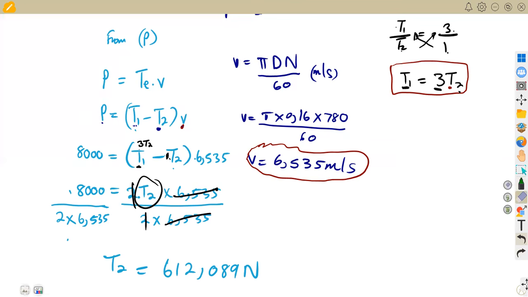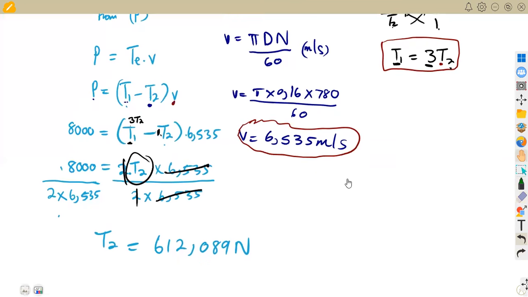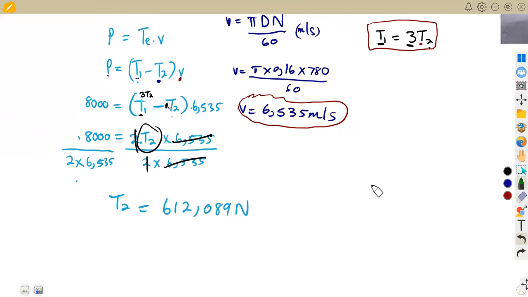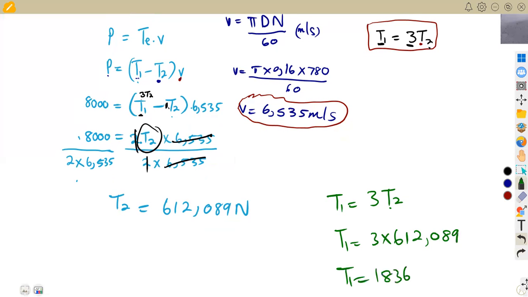All right. So it means now we can calculate T1, because we said T1 is equal to 3T2. So that means T1 is going to be 3 times T2 in this case, which is 3 times 612,089 in Newton. So that's the value of T1, 1,836,267 in Newton. What was the purpose of calculating T1?